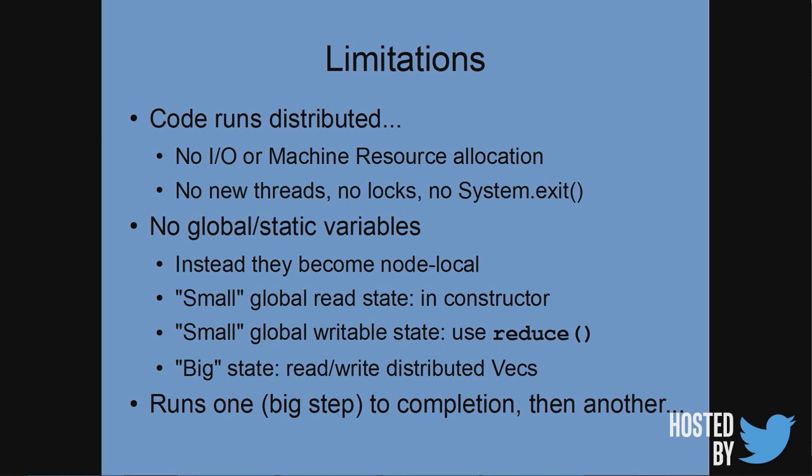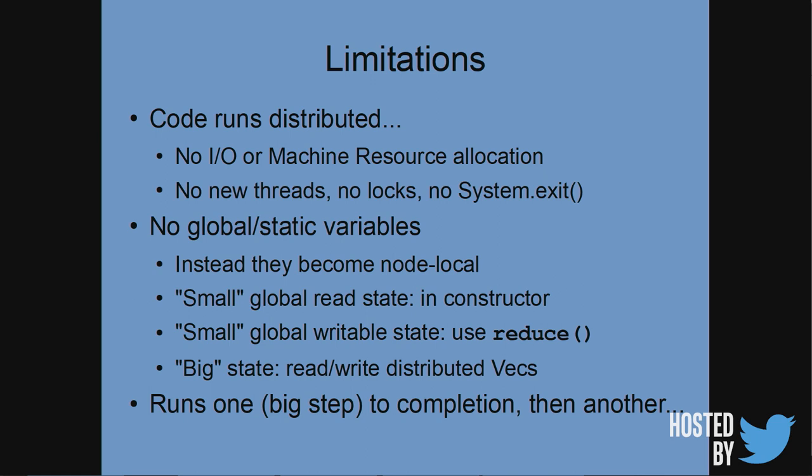So the code runs distributed. There's no management needed for doing I/O and machine resources. You don't say new threads, you don't spawn anything, there's no locks, there's no system exit. The concept of global and static variables is a little different, because a global static variable becomes node-local instead. And then you can have different kinds of input and output state. Small state that's read-only is typically put in the constructor. You have some initial conditions you set up as variables in your constructor, and everyone gets a copy of it, and it's all good.